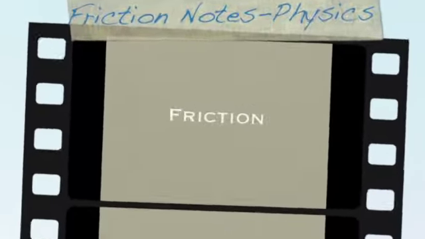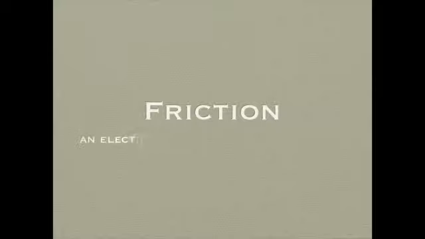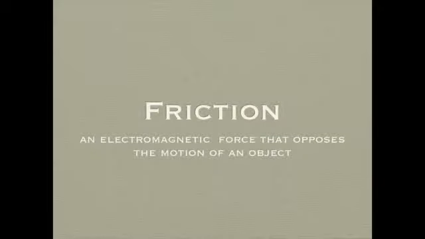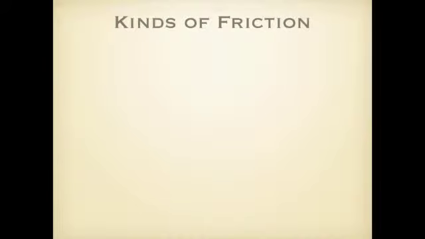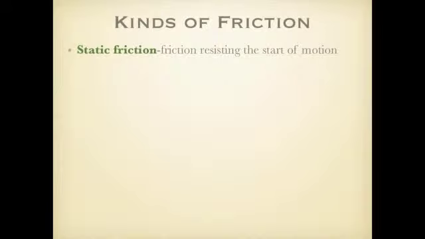Today we're going to talk about friction. Friction is an electromagnetic force that opposes the motion of an object. There are basically four kinds of friction. The first we're going to look at is called static friction. The word static has the same root as the word stationary, so this would be friction that resists the start of motion. So the object is stationary to begin with.